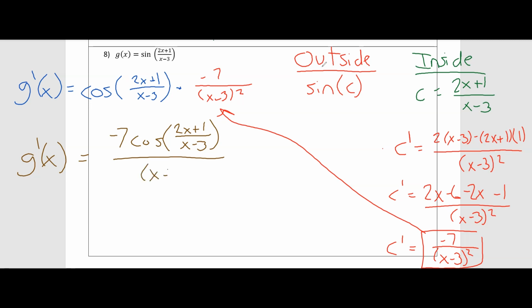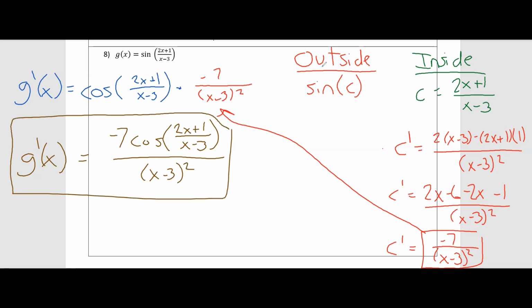And my denominator is going to be the quantity x minus 3 squared. Don't have to find any common denominators because we're not adding or subtracting, we're just multiplying. Okay, again, main thing to take away from this problem is what two rules do I need to use, and in what order do I need to apply them, right?